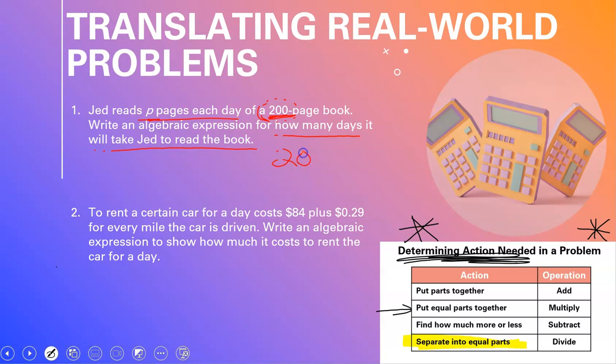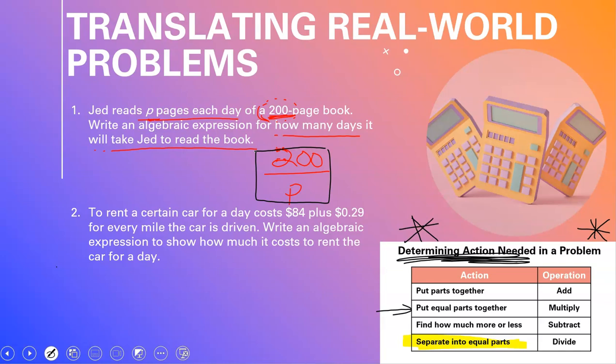What are we dividing? We're dividing up a 200-page book. Now, we're not sure how many days, but we know that we're going to read P number of pages each of those days. So if I do this division, I figure out how many pages I'm going to read each day. That'll tell me how many days it will take. So it's 200 divided by P for our answer here. Okay, let's go on to number 2.